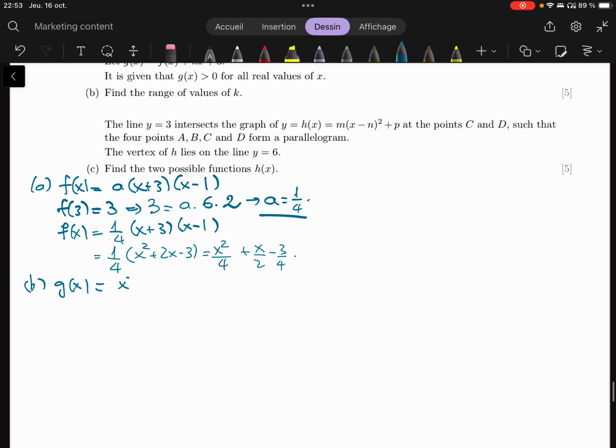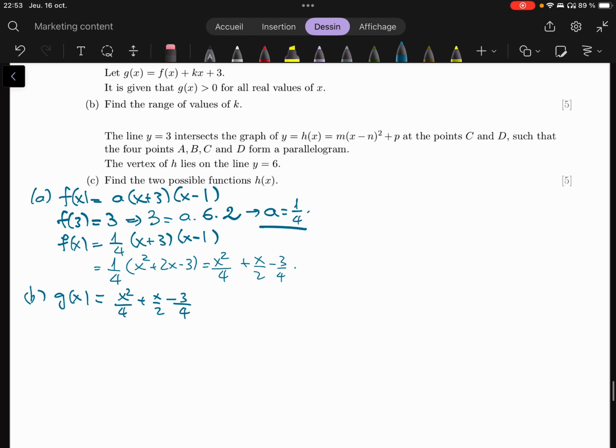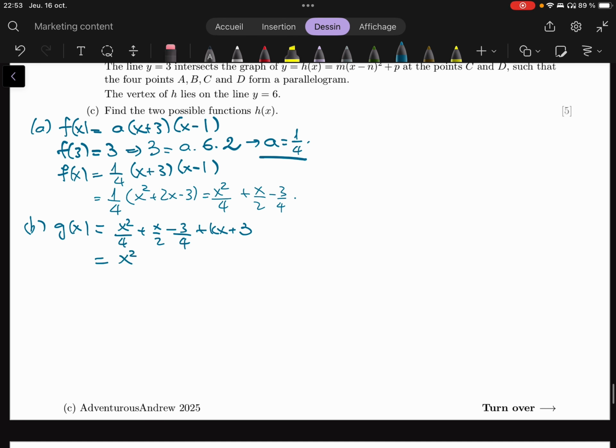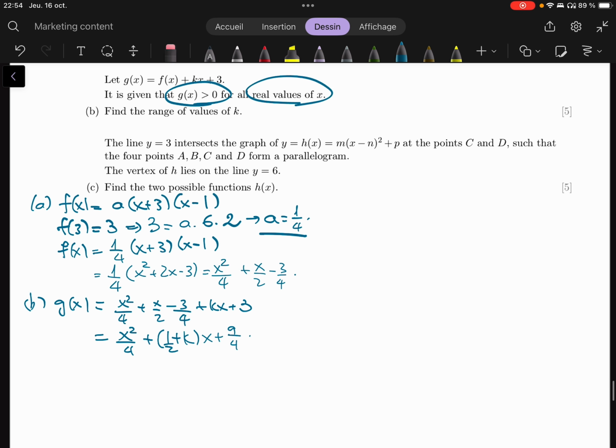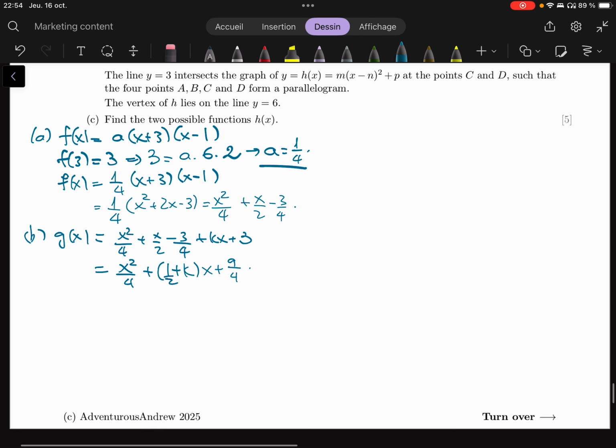Part B. Let's write down g(x), and try to simplify this just a little bit before we keep going. Cool. We know that g(x) is positive for all real values of x. What does that mean? Let's look at a potential graph of g.